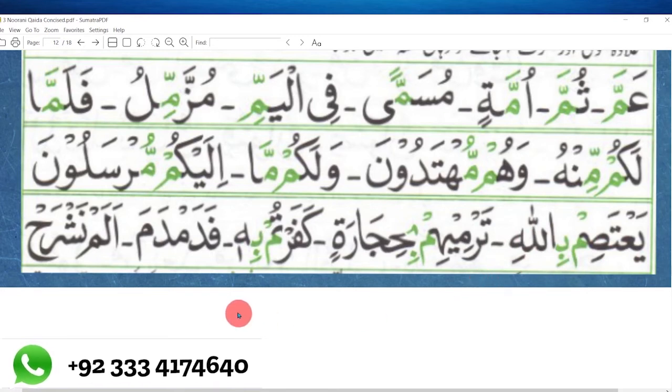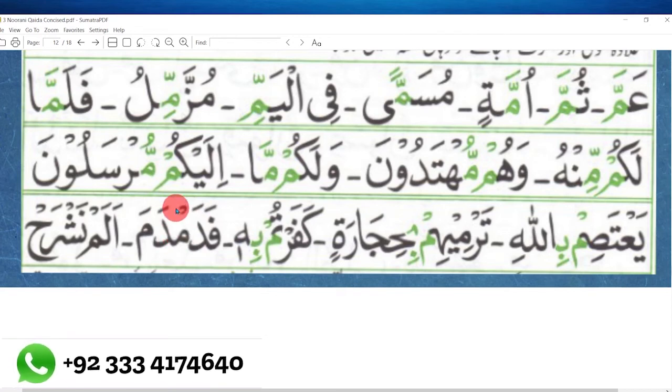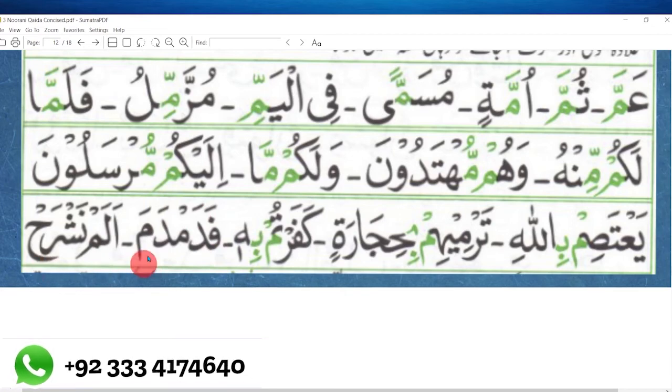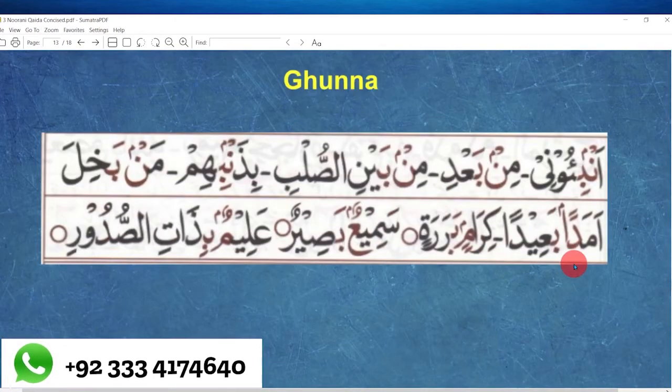Alright, one thing to keep in mind is that if meme has a jazm and the next letter is not ba but any other letter, then gunna does not apply. For example, here the next letter after meme sakin is dal. So we will read it like this, fadam dama. Very simple. Alam nashrah. We will not press the meme here.